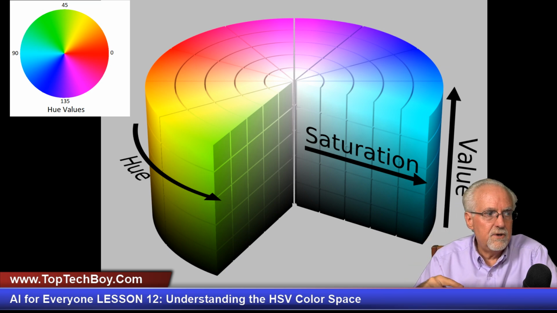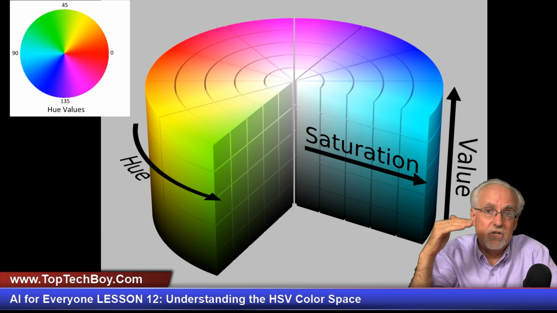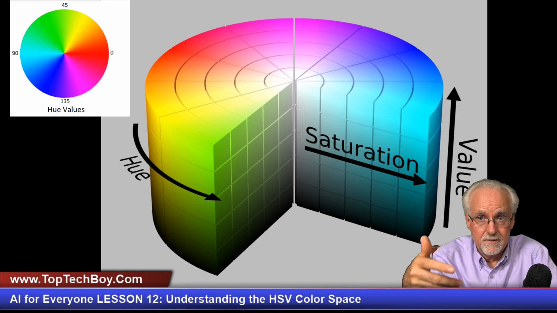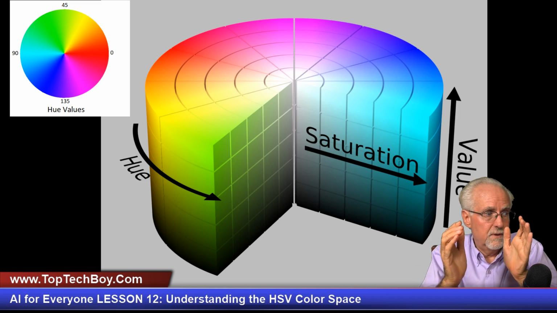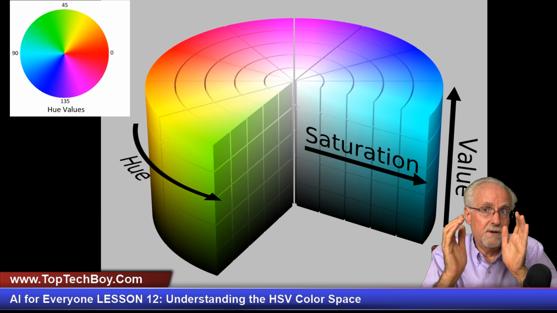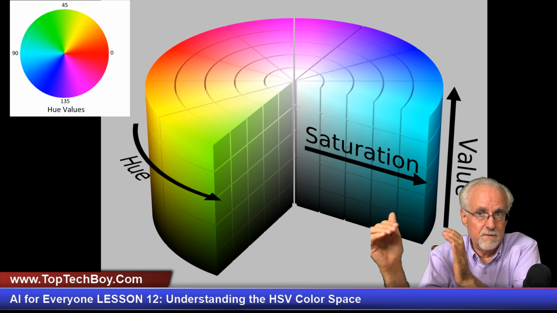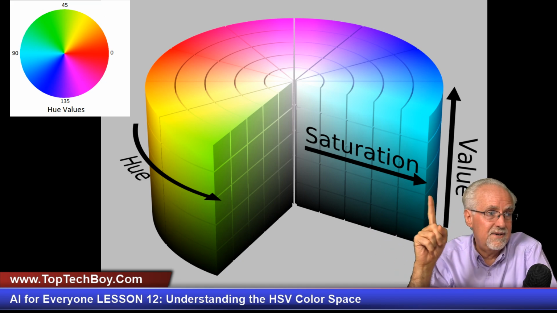Similarly for value, it's going to go from 0, which is going to be black down here, up to 255, which is going to be just straight the color with none of this darkness mixed in. So the second number, saturation, is going to go from 0 to 255. The third number, value, is going to go from 0 to 255.